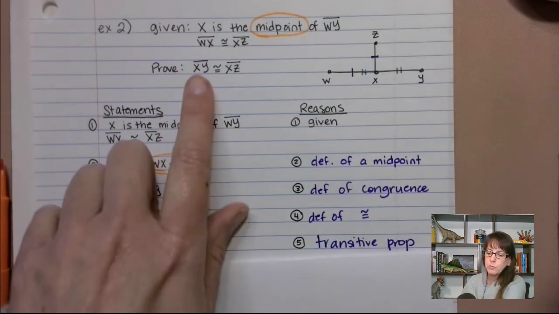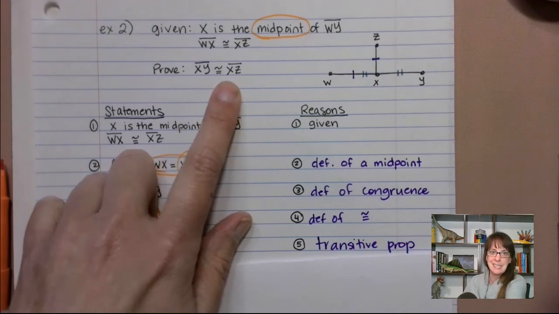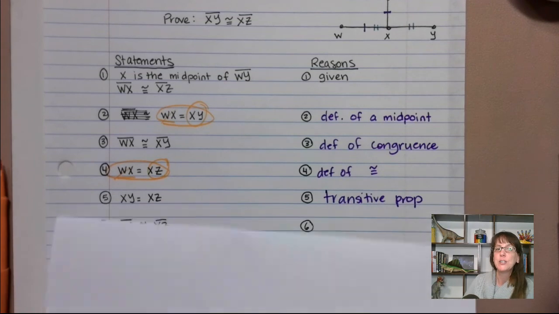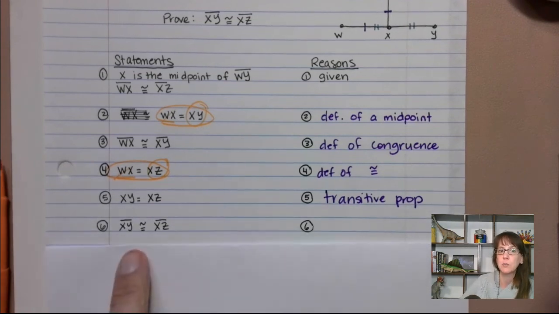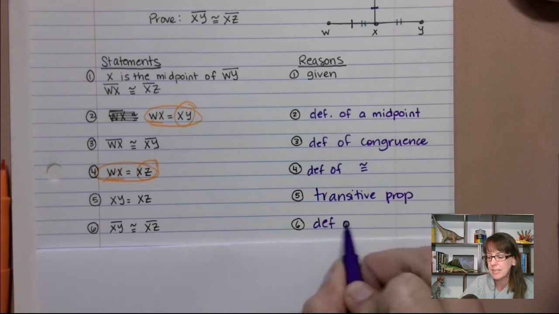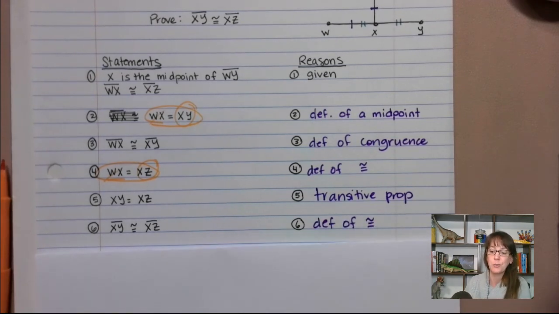Okay, it looks like we need to prove that XY is congruent to XZ here. And what we've said is XY equals XZ. So we've just got to switch that to be XY is congruent to XZ. And again, that is just the definition of congruence. The definition of congruence says, hey, if these things are equal, that means that they're also congruent.